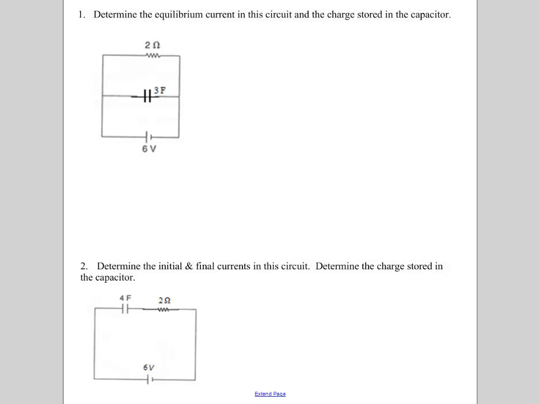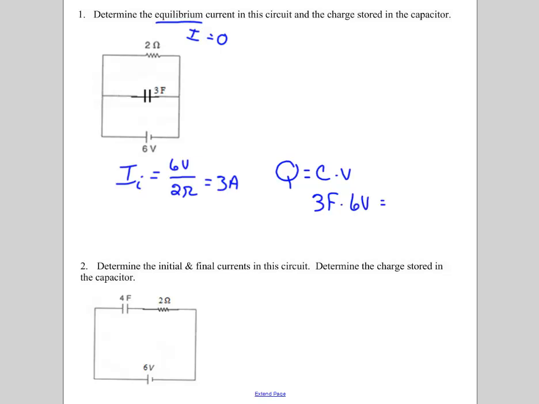When we're at equilibrium, remember the capacitor is charged, so current is 0. The initial current is simply the voltage divided by the resistance, so I have 3 amps. The charge stored in the capacitor is the capacitance times the voltage. So we have a 3 farad capacitance times 6 volts, and so we get 18 coulombs of charge stored.